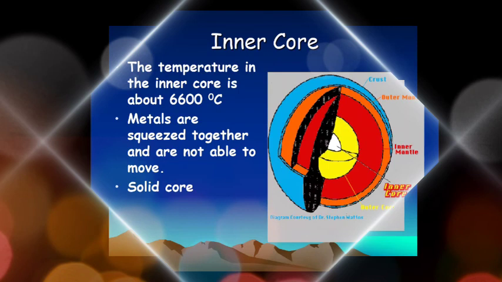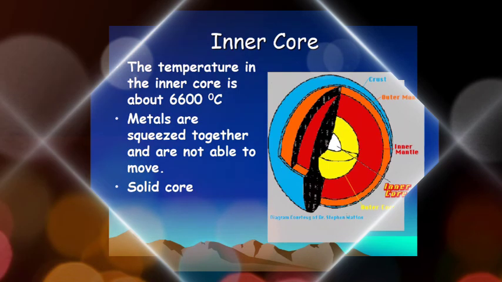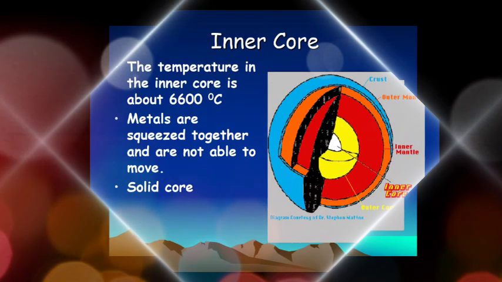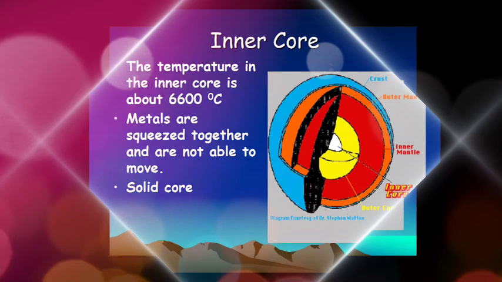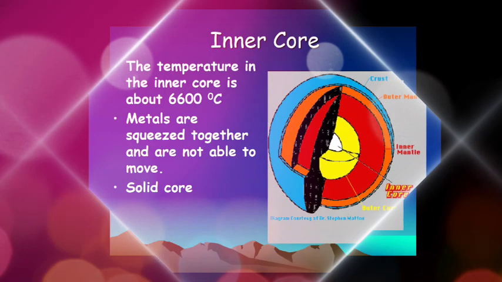While for the inner core, the temperature is about 6,600 degrees Celsius. Metals are squeezed together and are not able to move. And it is a solid core. The main difference between the inner core and the outer core is their phase. The inner core is solid while the outer core is liquid. Why is the inner core solid? Because of the temperature plus the pressure.